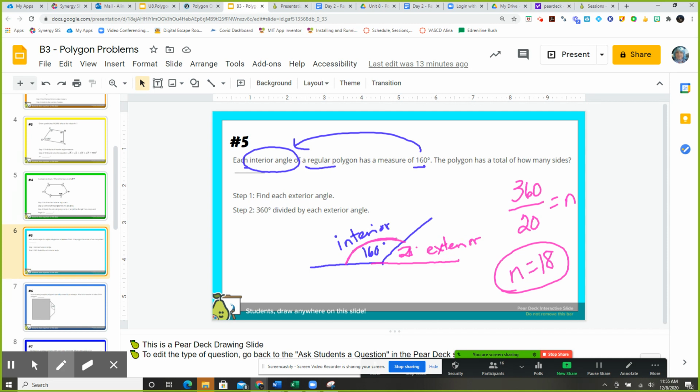Aren't you glad I'm not asking you to draw an 18-sided shape? Yeah, I think I would cry too. I don't think I could do it. I would draw a circle. There you go.